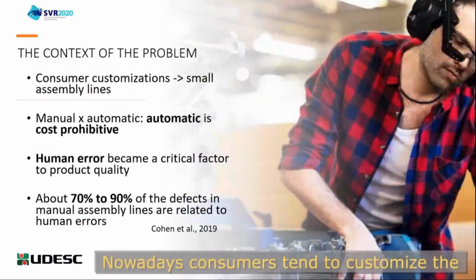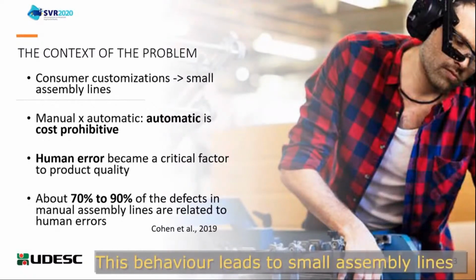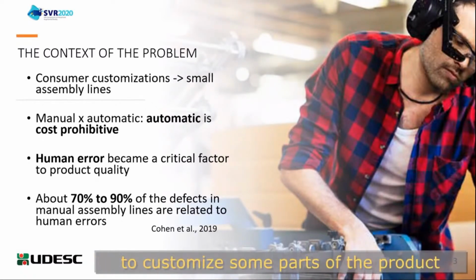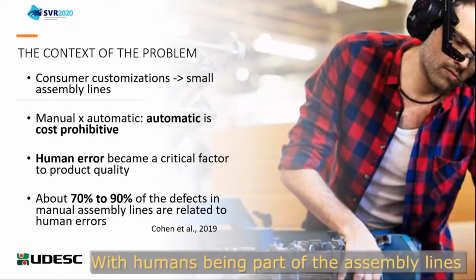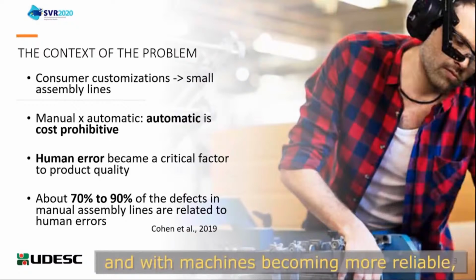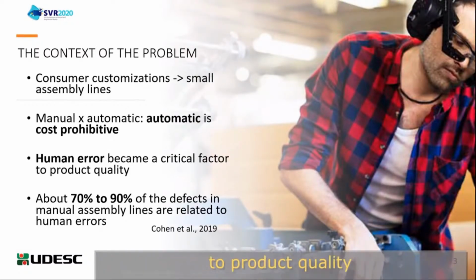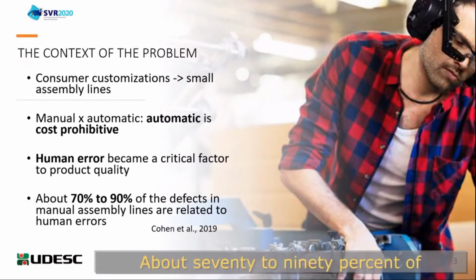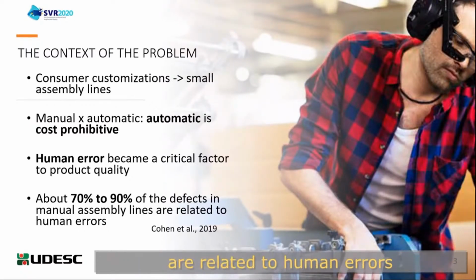Nowadays, consumers tend to customize the products they buy. This behavior leads to small assembly lines to customize some parts of the product. But for small assembly lines, the cost of its complete automation is prohibitive. With humans being part of assembly lines and with machines becoming more reliable, human errors became a critical factor to product quality. About 70 to 90% of the defects found in manual assembly lines are related to human errors.